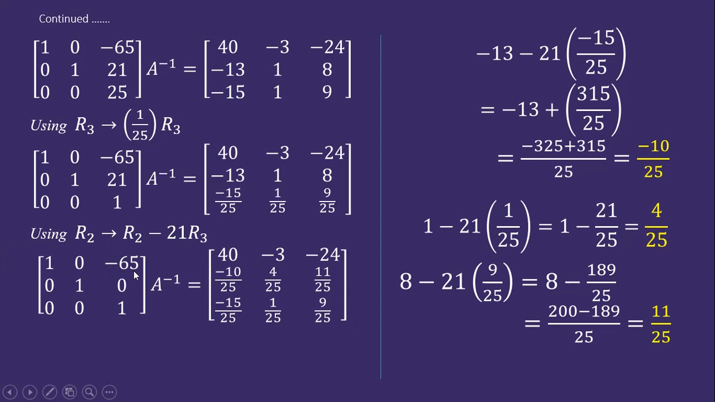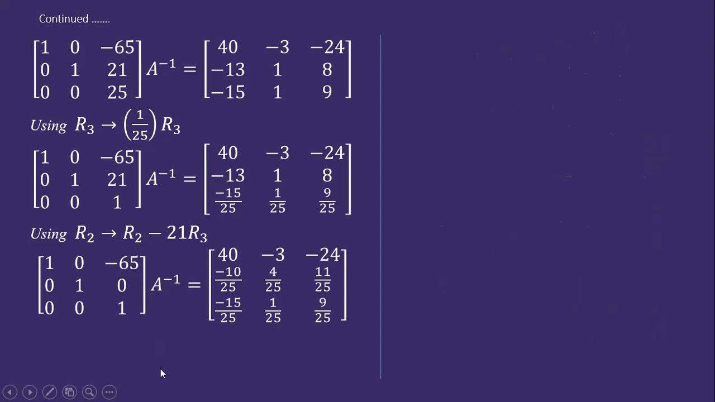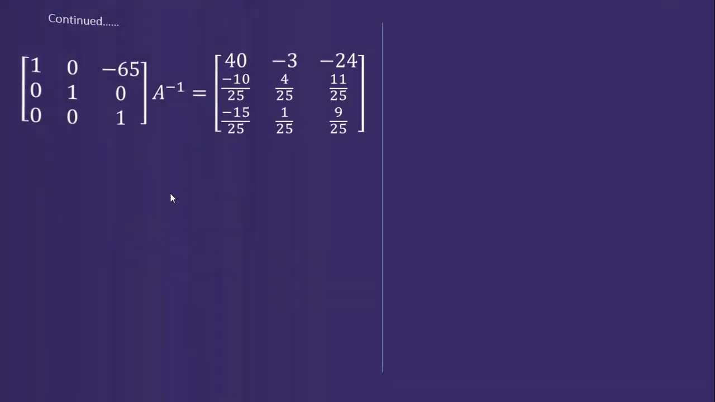Now only we have to adjust this last element, minus 65. We have to reduce this element to 0. We make use of the third row. Since here we have two zeros, these two elements will not get disturbed. For that we use this third row to get 0 here. Okay, so we write the last step again on the next page.